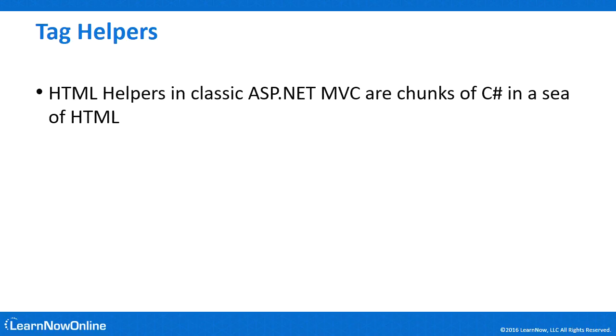So basically, tag helpers are the successor to HTML helpers. HTML helpers in classic ASP.NET are basically just chunks of C# in a sea of HTML. It kind of harkens back, as I mentioned, to the days of classic ASP, when you had islands of VBScript that floated in a sea of HTML. But HTML helpers back in classic ASP.NET were a big improvement over ASP.